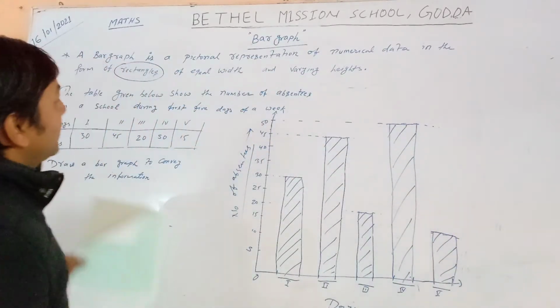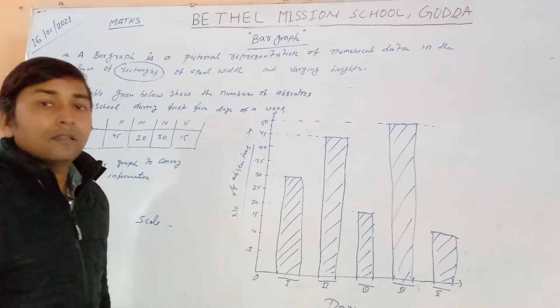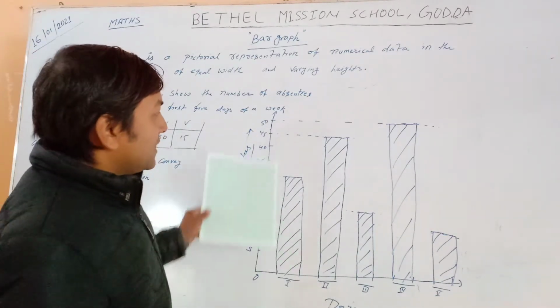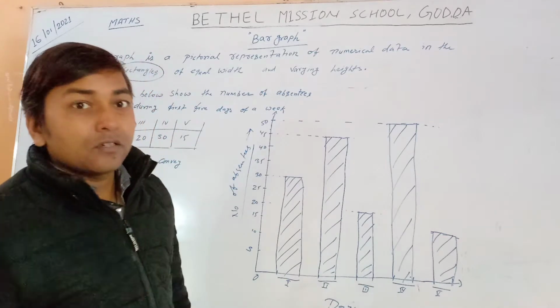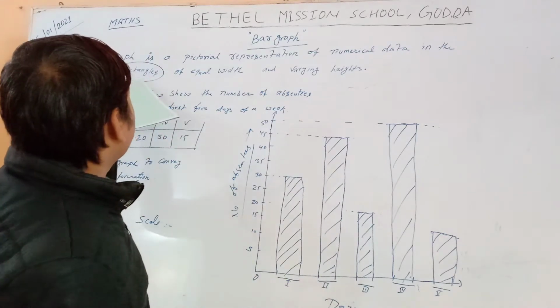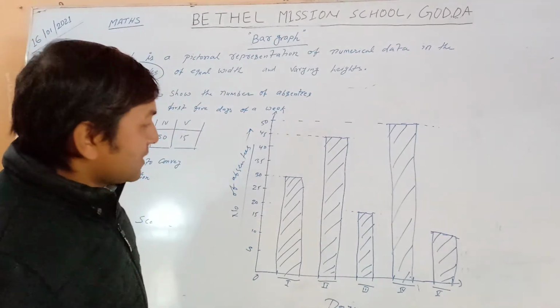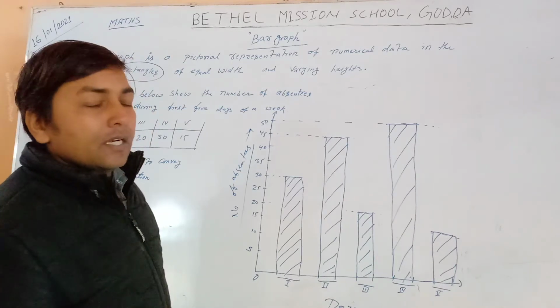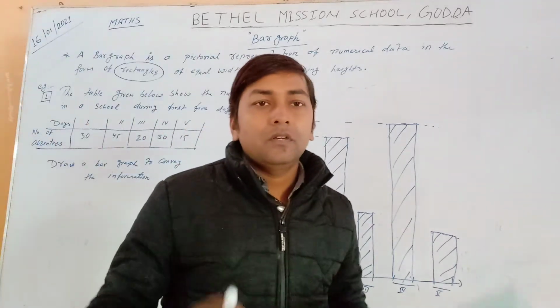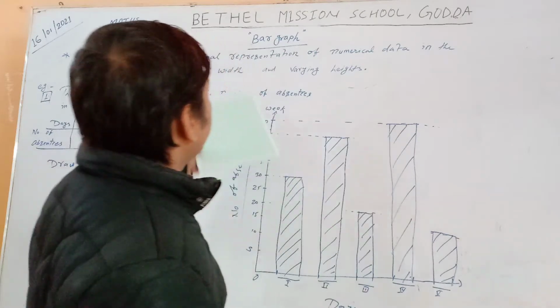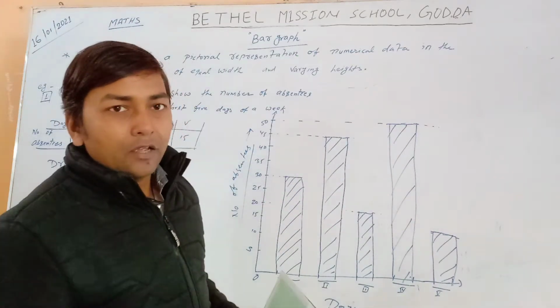Okay, all the numerical data was represented by the bars or rectangles, in the form of rectangles. That's why it is known as the bar graph. Okay, bar graph. I hope you got it.